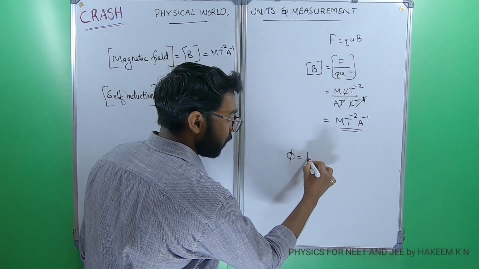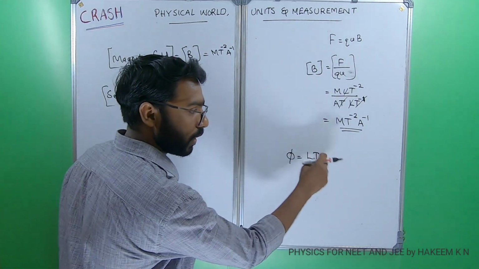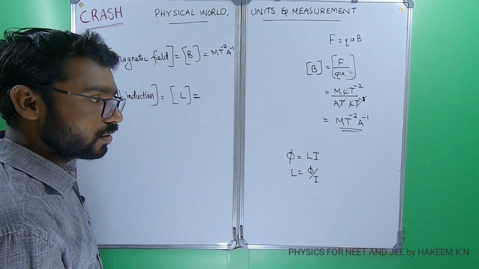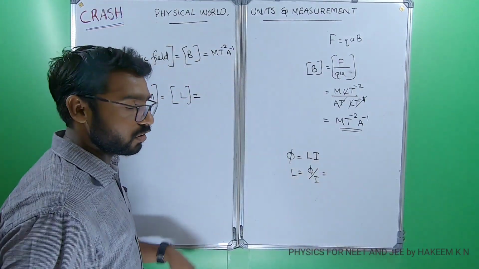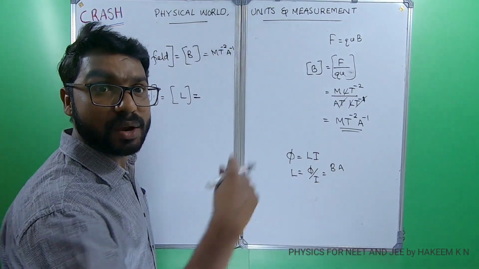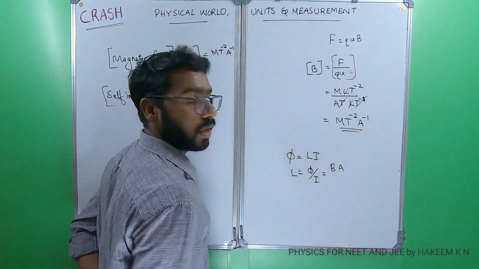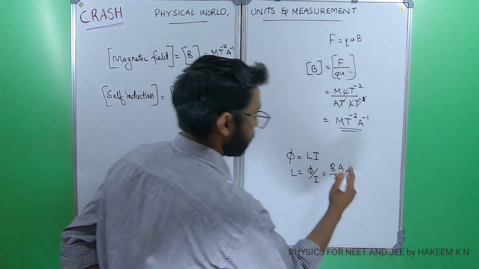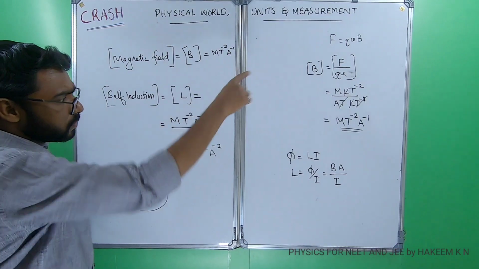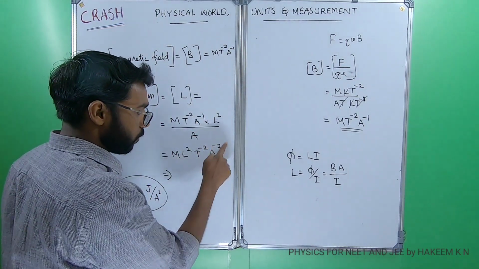Magnetic flux phi equals Li. So L equals phi by I. And phi is the magnetic flux, whose simplest equation is B A cos theta, magnetic field dot area, divided by current. Magnetic field we already found here. So you can see here ML square T power minus 2 A power minus 2.